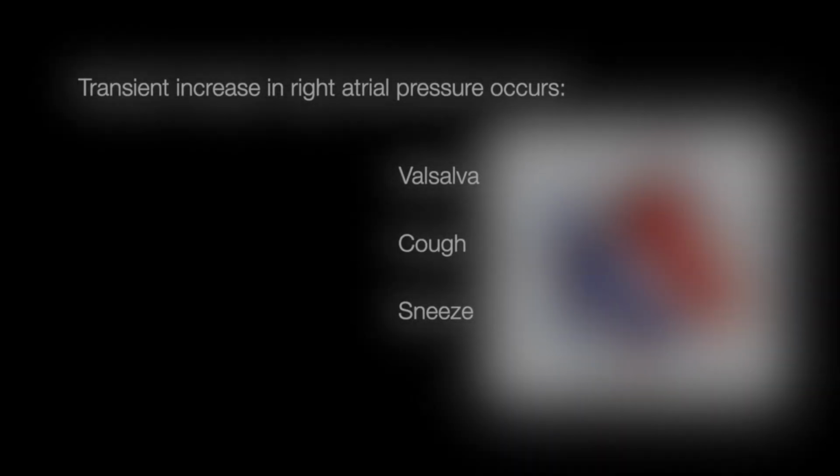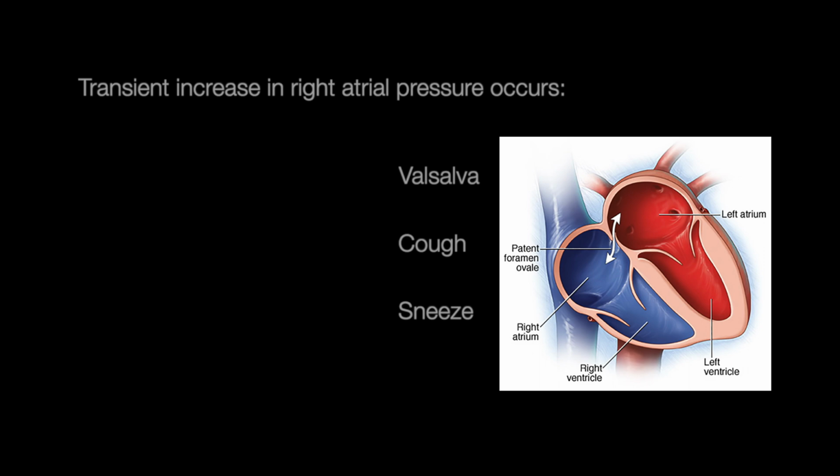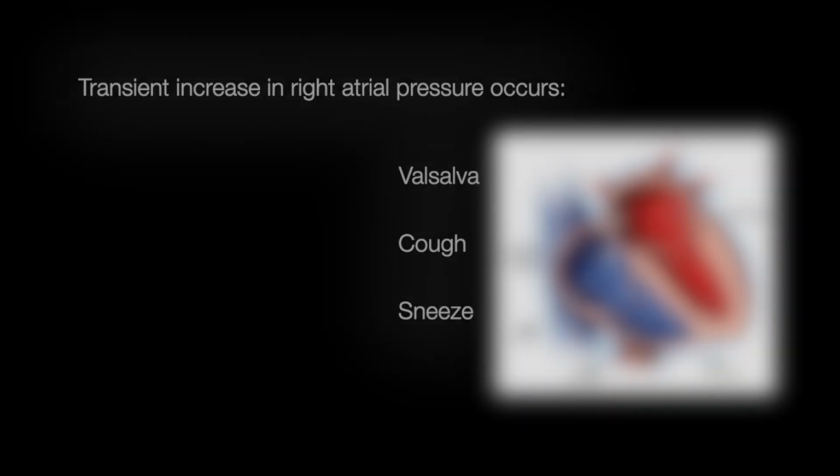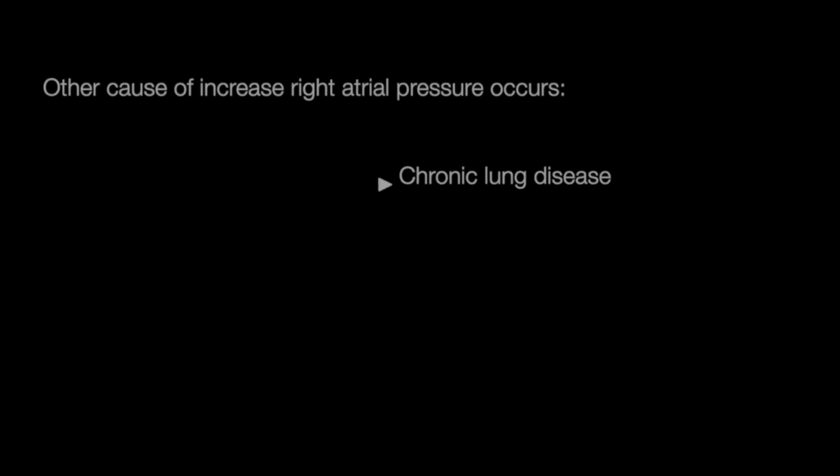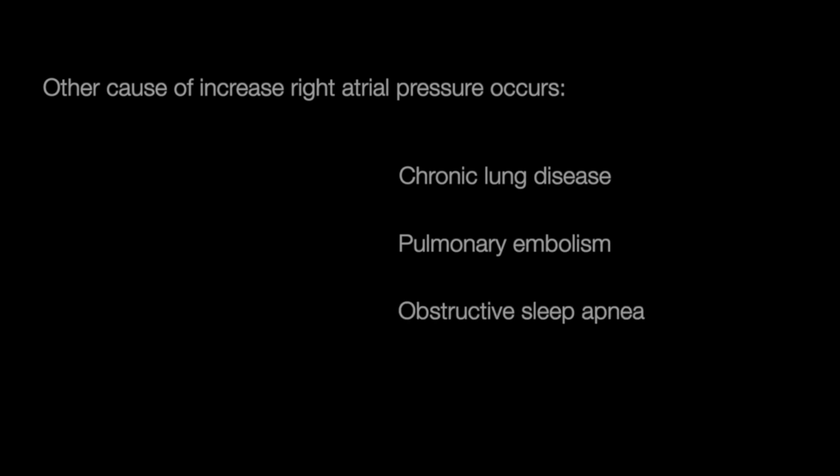Some scenarios that will cause this are coughing, sneezing, and Valsalva. When we bear down, we are increasing the thoracic pressure, increasing the right atrial pressure. We're making this flap functional and making things move from right to left, causing increased right-to-left shunting. These are intermittent scenarios where the patent foramen ovale becomes functional, but it can be continuous.